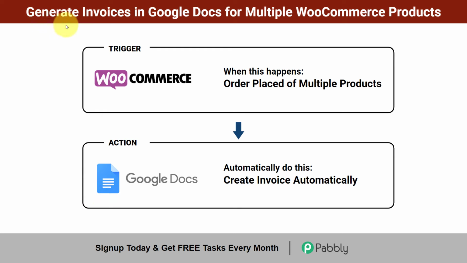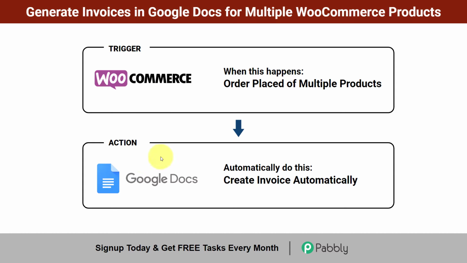In this video, I will show you how you can automatically generate invoices in Google Docs for multiple WooCommerce products. So yes, whenever your customer places an order in your WooCommerce store and that order consists of multiple products, I will show you how, with multiple products data, you can create an invoice automatically in your Google Docs application. And any non-technical person can automate this process very easily. Simply set this automation once and after that you do not have to do anything manually.